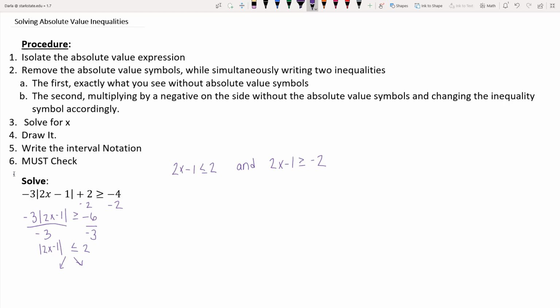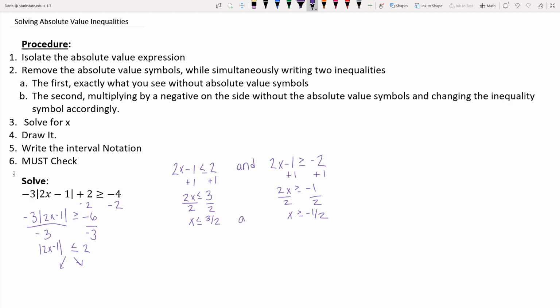So I'm going to solve the first by adding 1 to both sides. And I get 2x is less than or equal to 3. Divide by 2 on both sides. X is less than or equal to 3/2. Solve the second inequality. I'm going to add 1 to both sides. 2x is greater than or equal to -1. Divide by 2 on both sides. X is greater than or equal to -1/2.